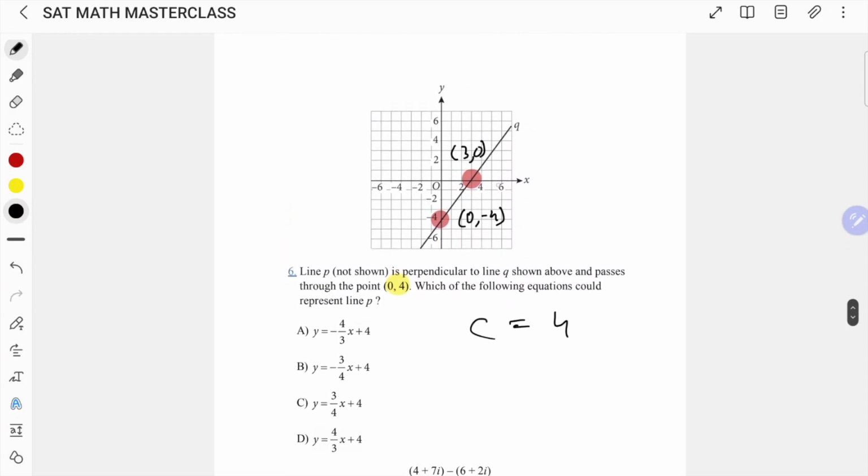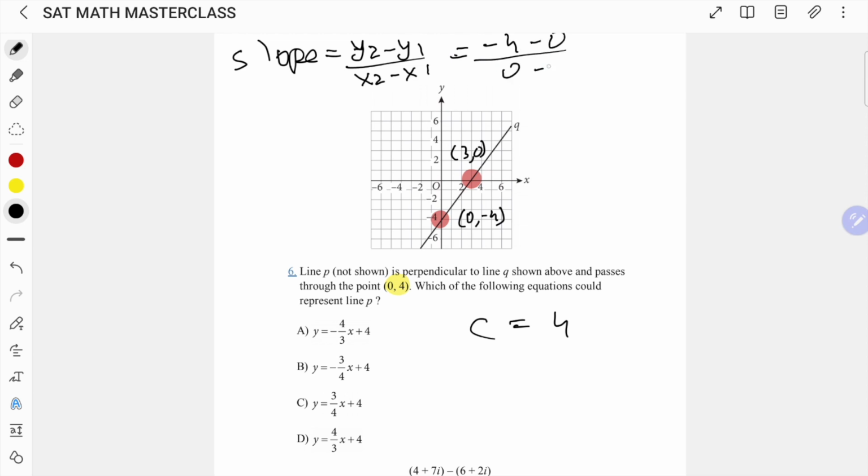Alright, so let's calculate the slope of these 2 points in the graph. We know that the slope is equal to y2 minus y1 divided by x2 minus x1. So we get -4 minus 0 over 0 minus 3, so we get -4 by -3, which equals 4 by 3.